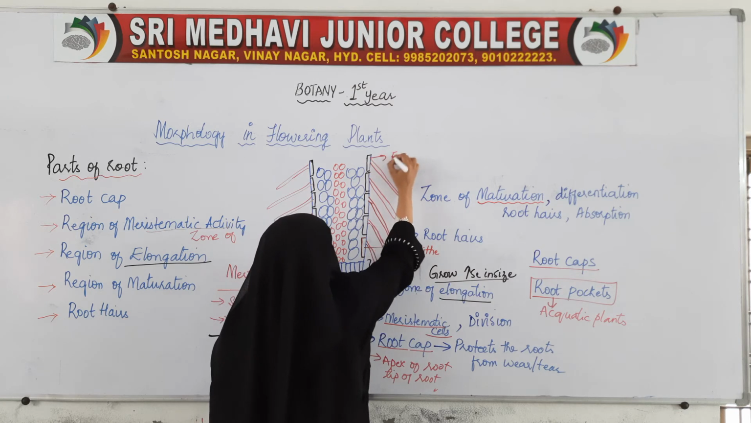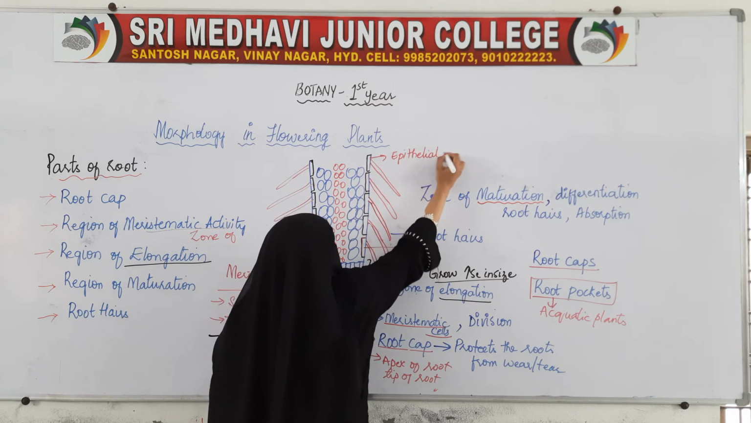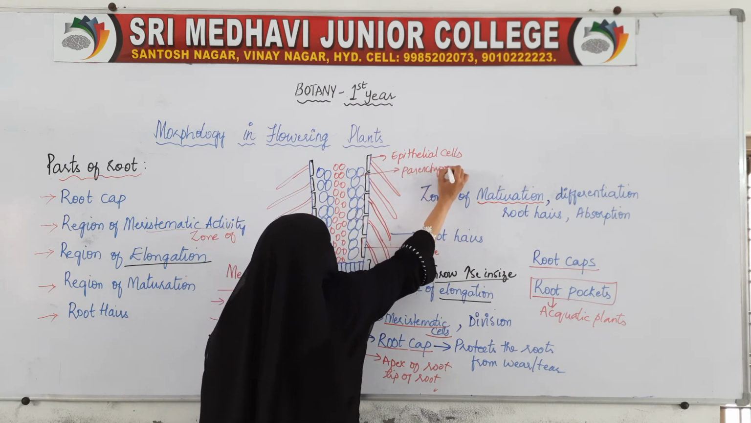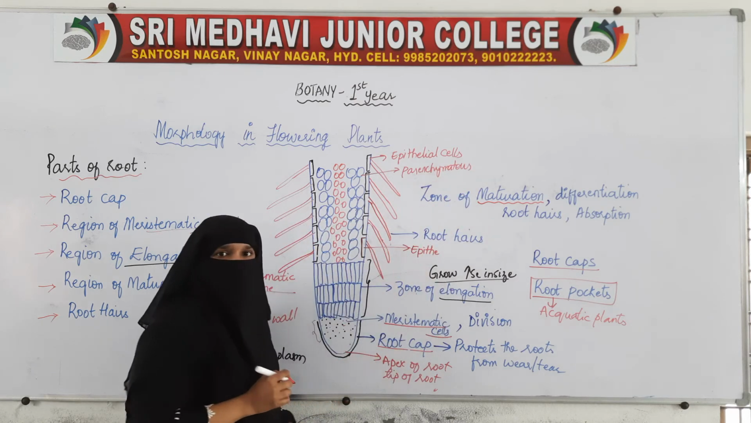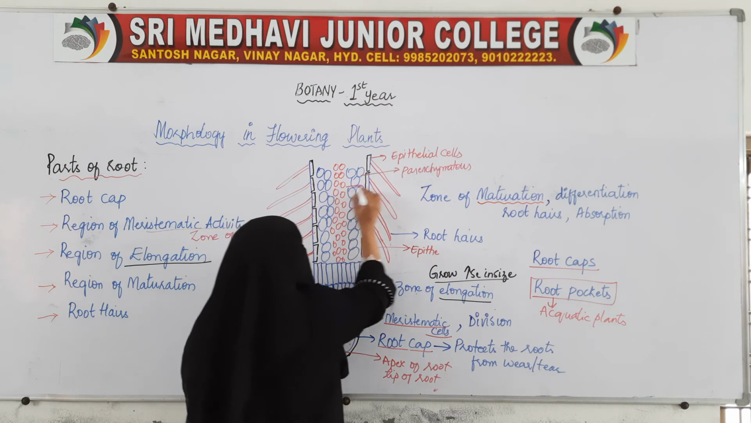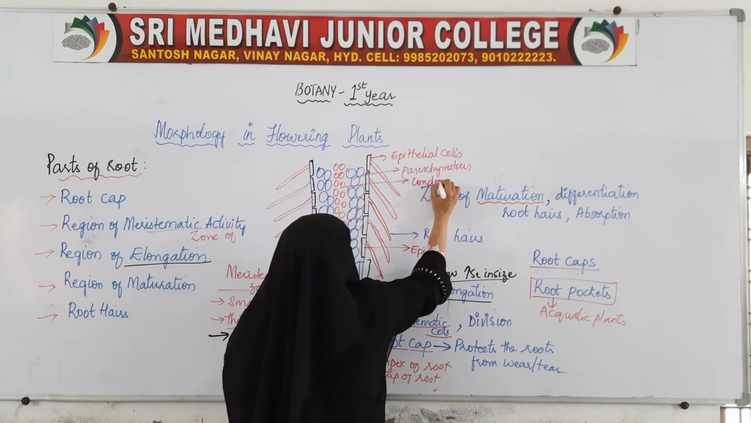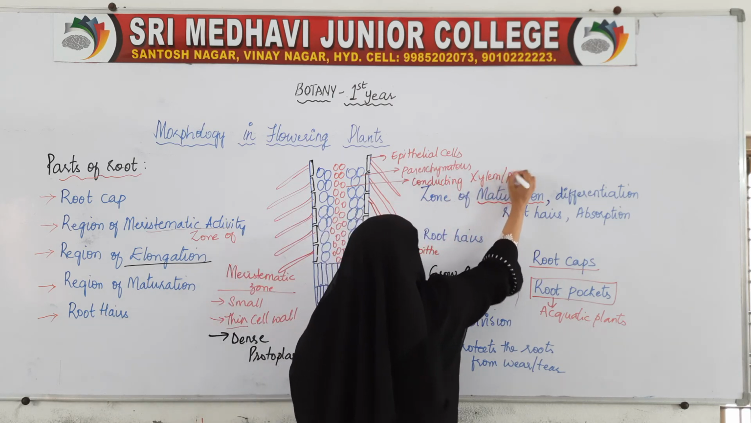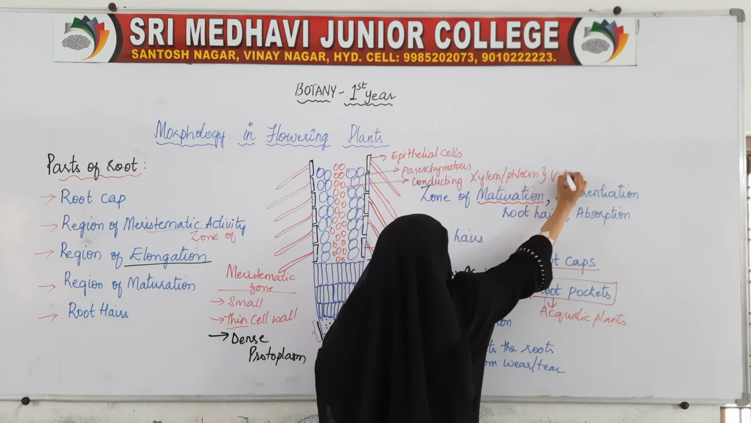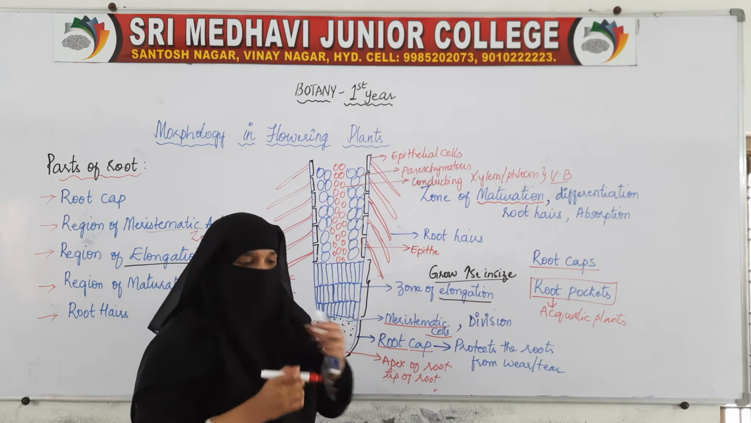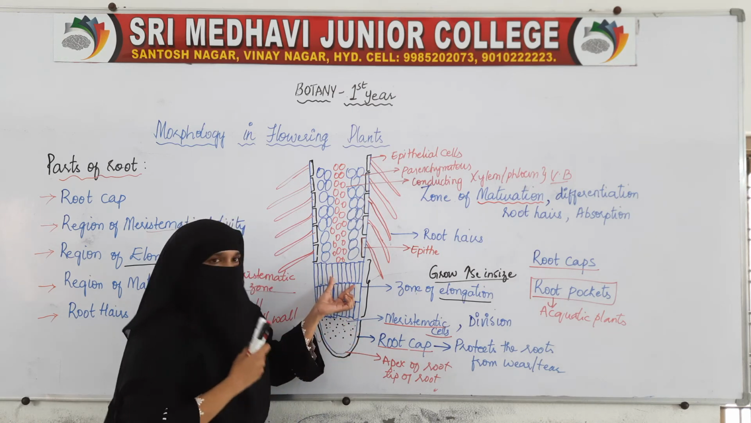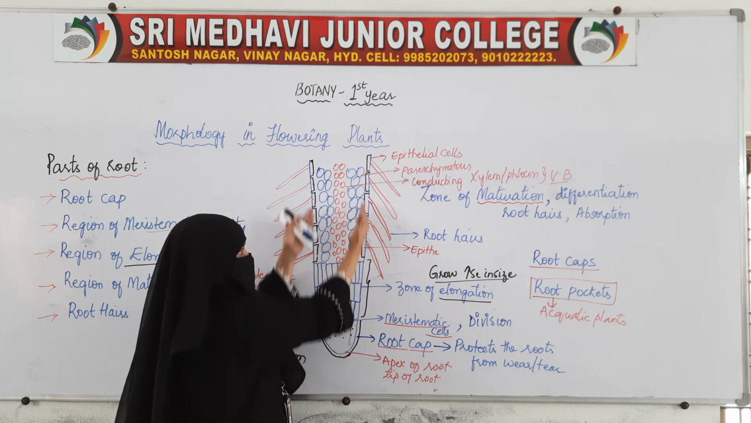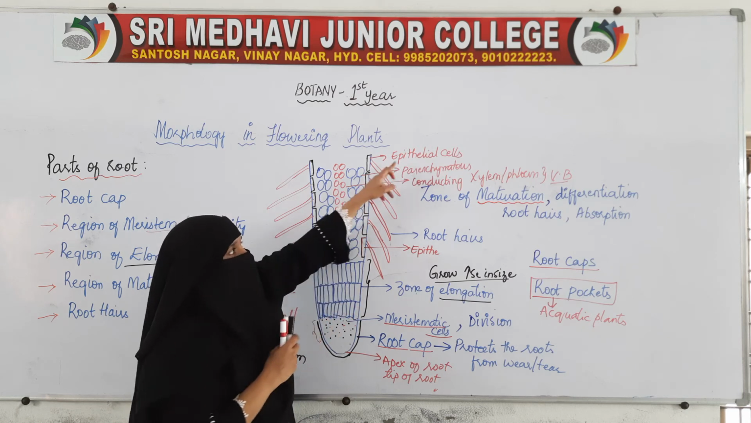I'll write here epithelial cells. Few cells have become parenchymatous cells. Few cells have become conducting cells. They perform the function of conduction, that is xylem and phloem, which forms the vascular bundle. So cells, according to how they are differentiated, are given a function. Some will be moving towards the side, they will be the epithelial cells.